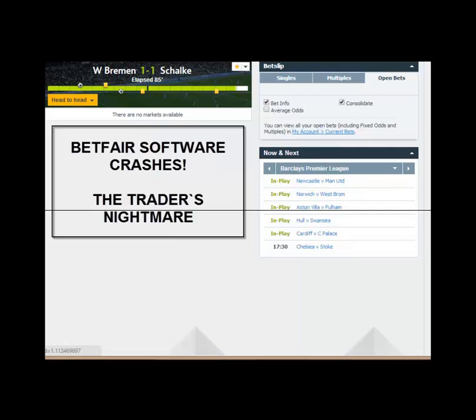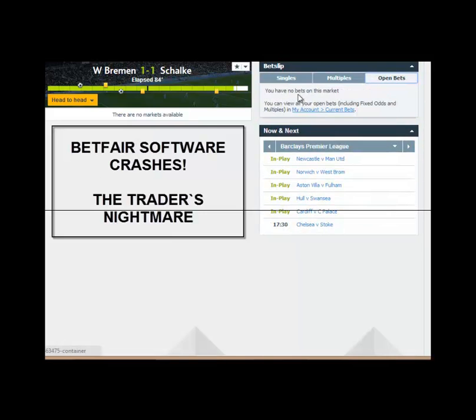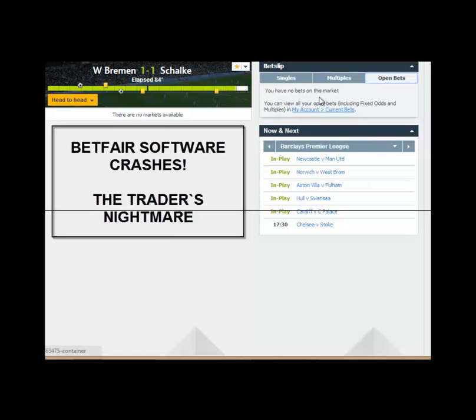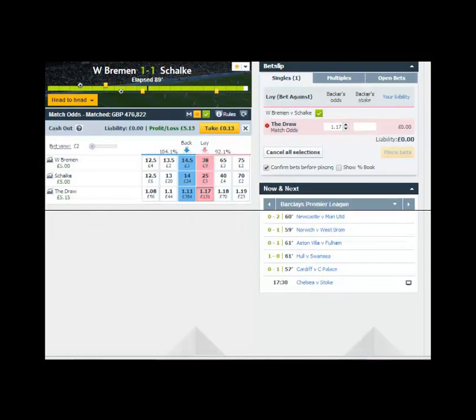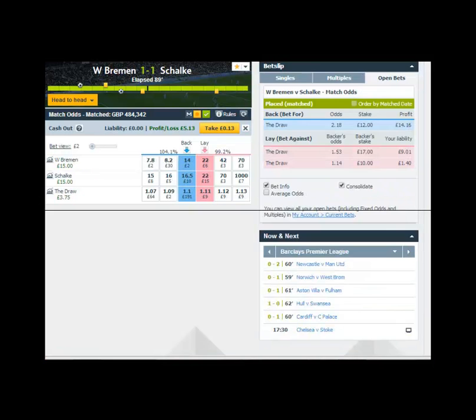And then one of our worst nightmares, the Betfair software crashes. We have open positions in our markets, our money's on the line. What can we do? Nothing. Just hope that Betfair sorts that out. I'm just trying to confirm that through all the markets. Anyway, it lasted about 4 or 5 minutes.